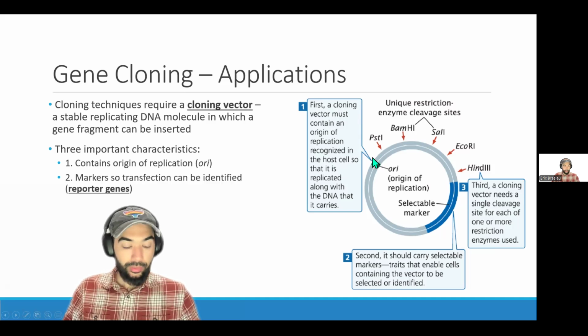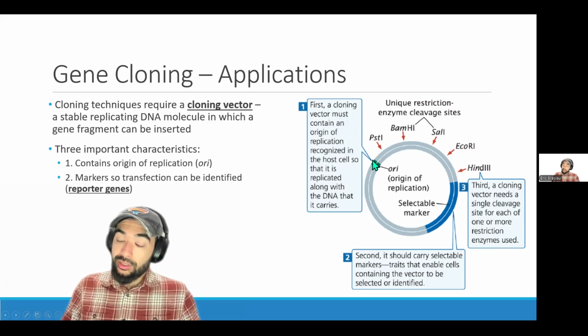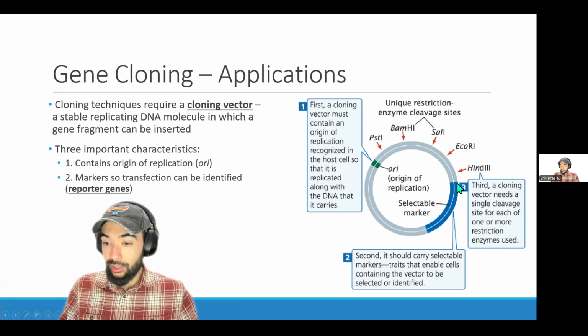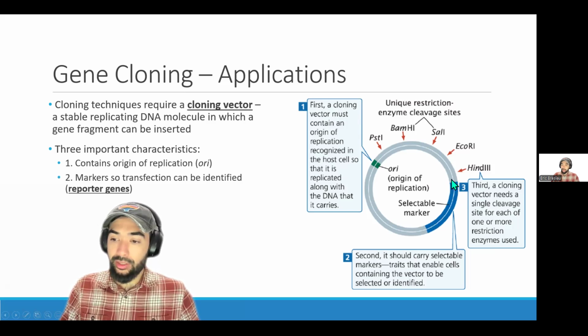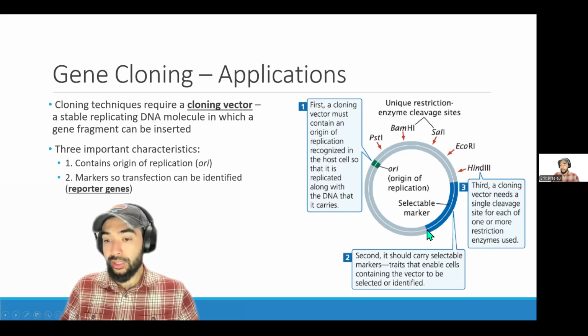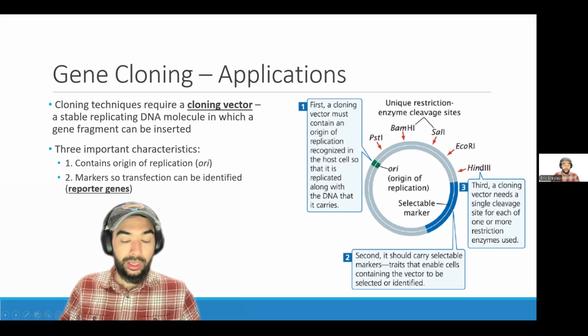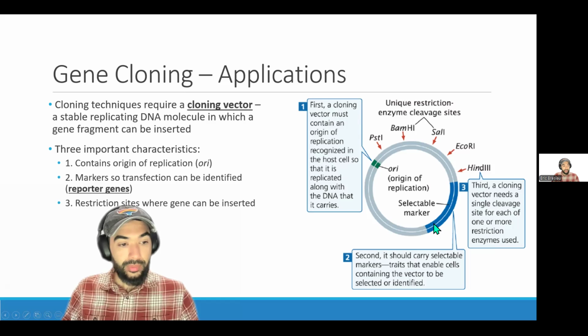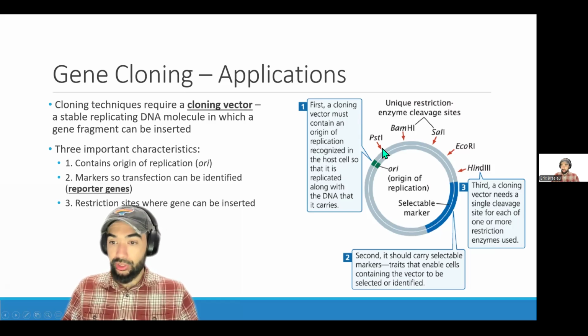Second, we need reporter genes. In this case, it's a selectable marker here. I'll talk about that a little bit more later, but this basically is telling us, did the vector take up the gene and did the vector get properly inserted into the bacterium? Which is why we call it a reporter. It's reporting the success of the experiment, the transfection. And then lastly, restriction sites. We need these because this is where we're going to cut open the plasmid to insert the gene.